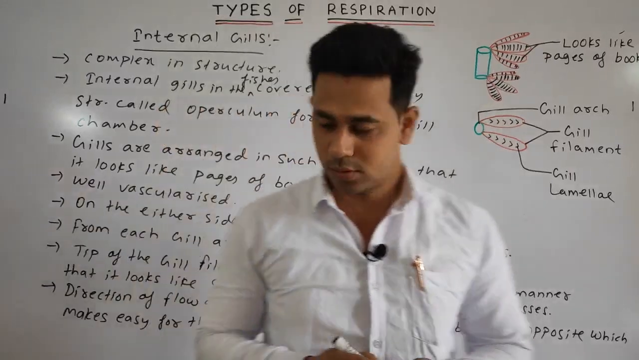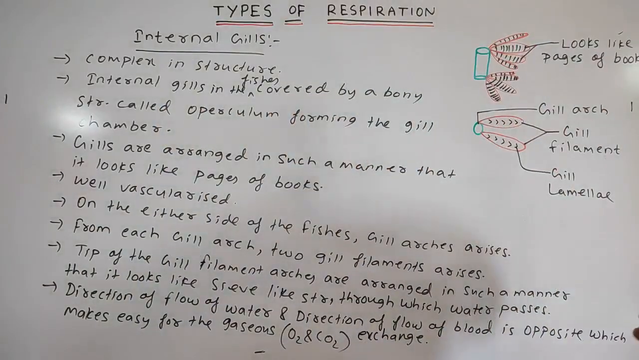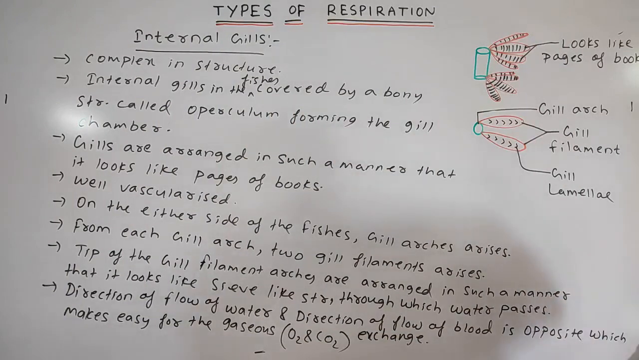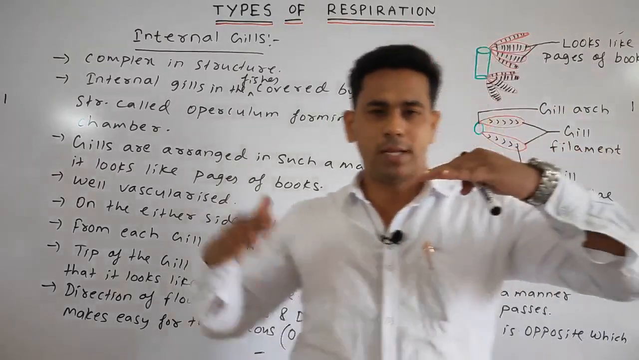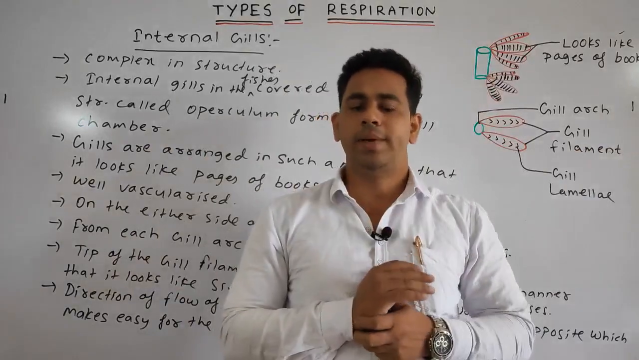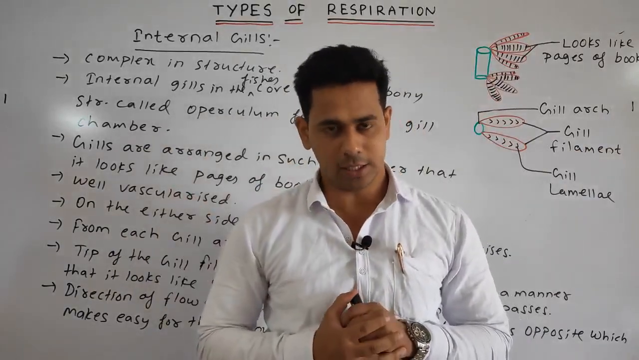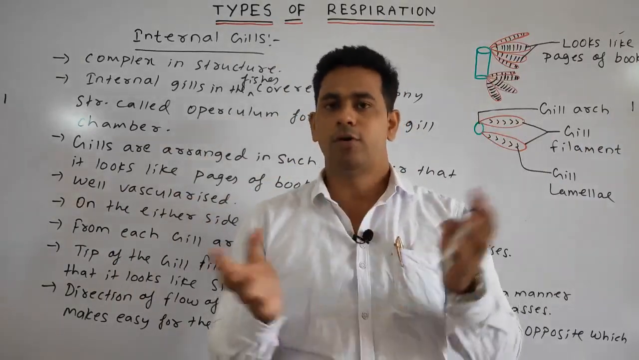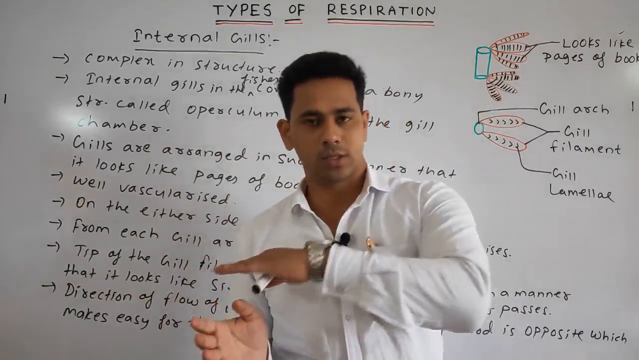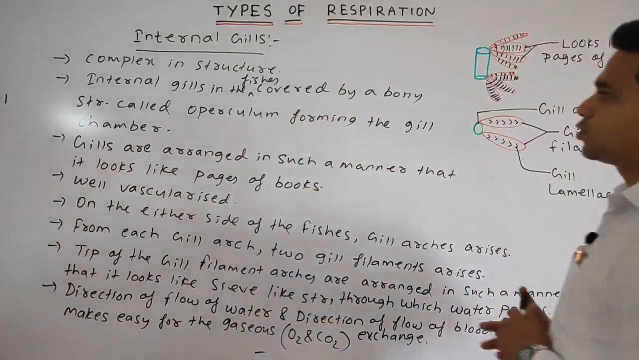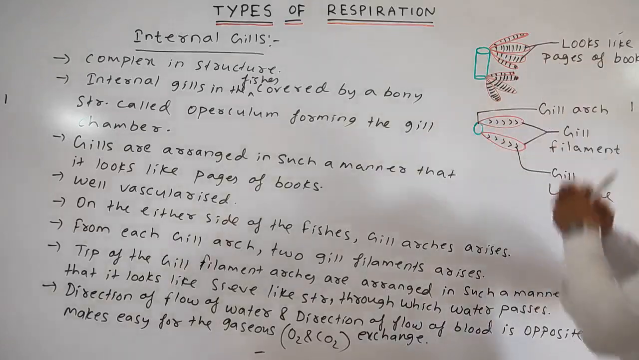Okay, students. So the direction of the flow of water and the direction of the flow of the blood is opposite, which makes it easy for the gaseous exchange. The blood flow and the water flow are opposite to each other, by which the gaseous exchange is made easy, means the O2 is received and the CO2 is eliminated. Okay, so we discussed so many points. These are highly complex in structure.